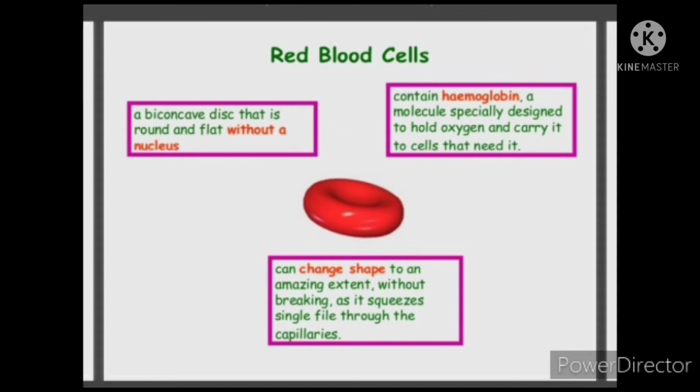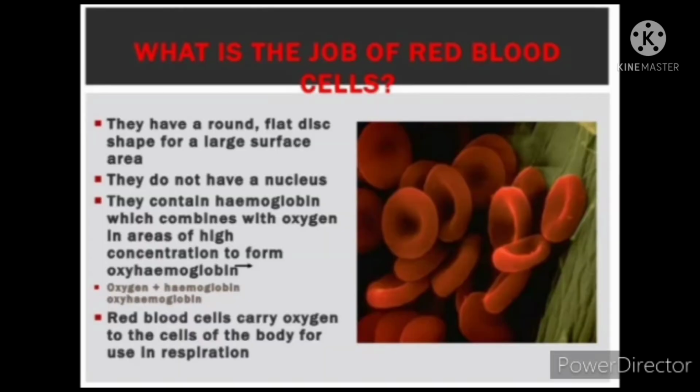Older RBCs are destroyed in the spleen and liver. The spleen also stores a large number of fresh RBCs for meeting any emergency. We can also call it the blood bank of the body. Here in this slide you can see the functions of RBC, and the main function of RBC is to carry oxygen from one place to another within the body.